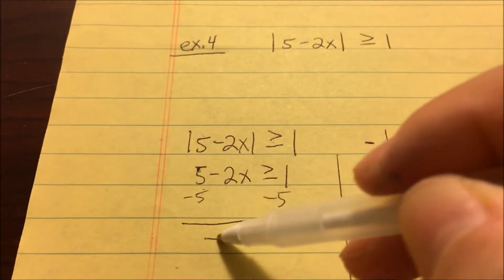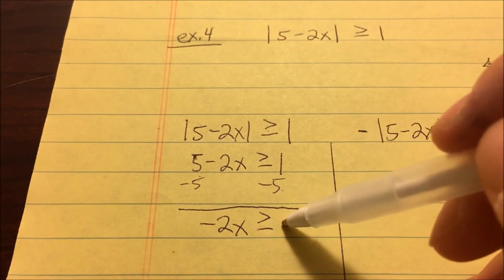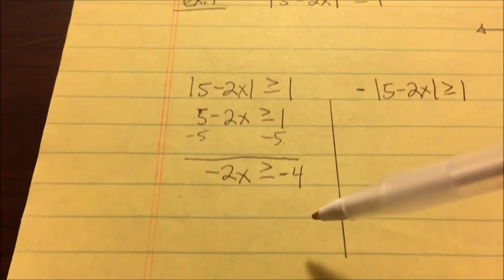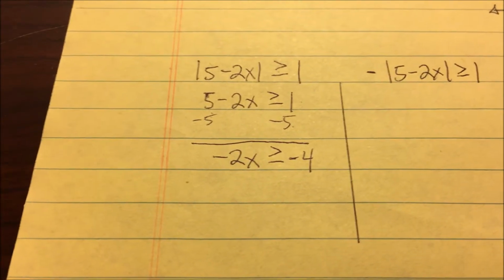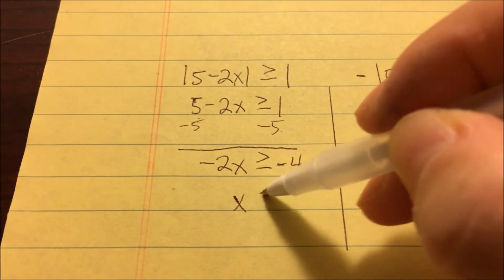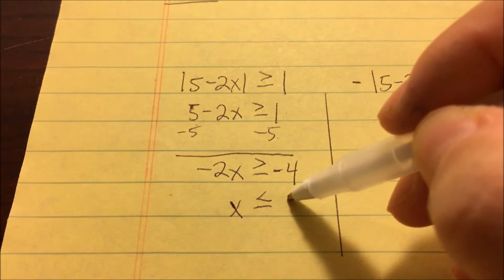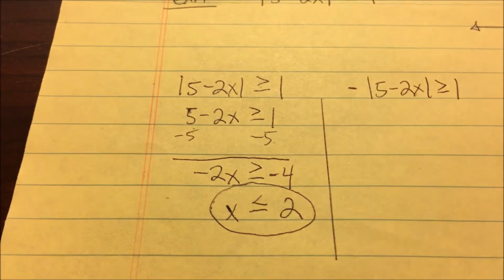So then I have negative 2x is greater than or equal to, so negative 5 plus 1 is negative 4. And then we have to divide both sides by negative 2. So we said before, if you divide by a negative, then you have to flip your inequality sign. So it goes this direction now. So 4 divided by 2 is 2. Okay, so that's one answer right there.